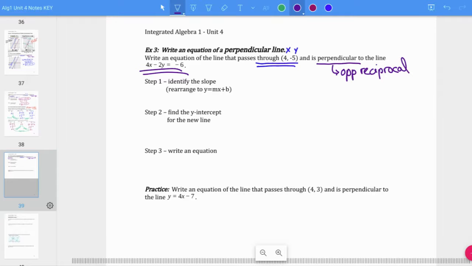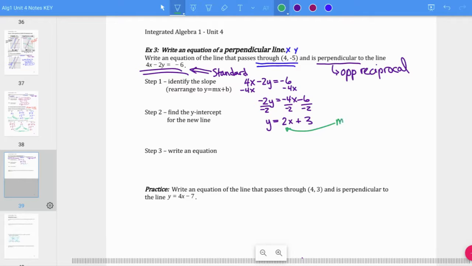But when I look at this line, it's in standard form. And I can't see what the slope is. Just like we had to rearrange before, we're going to need to rearrange this. So 4x minus 2y equals negative 6. Moving my x term. And dividing by the coefficient, I get y equals 2x plus 3. Really what mattered was this slope. So I have a slope of 2.